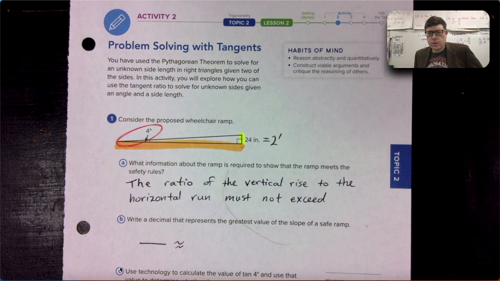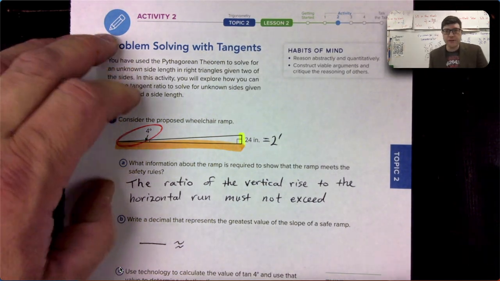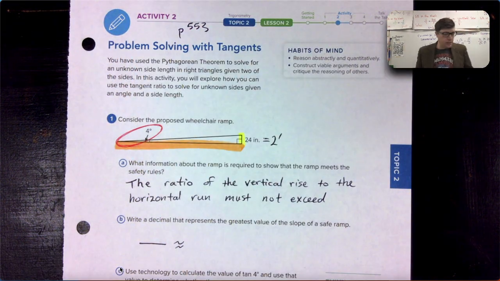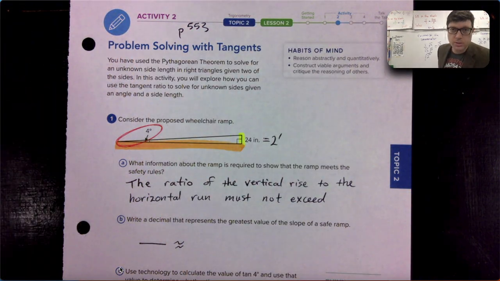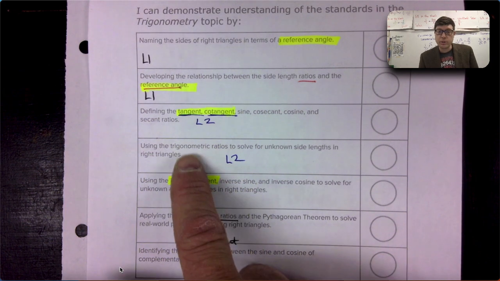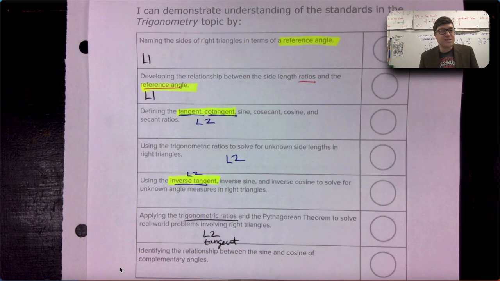We are talking about page 553. We are going to problem solve. Use tangents to solve problems. That's the right way to say it. By the way, this is a reminder that we are talking about tangent, cotangent. We're talking about trig ratios that solve for unknown side lengths.